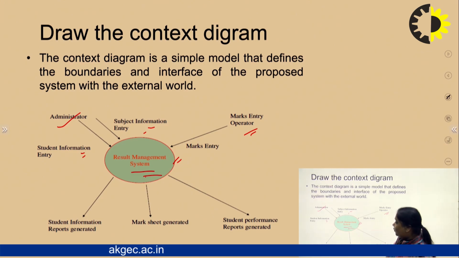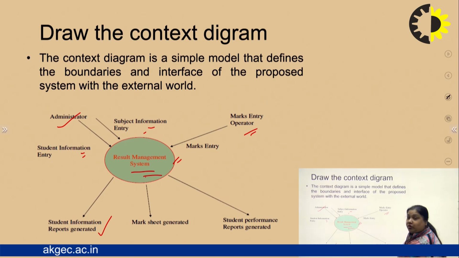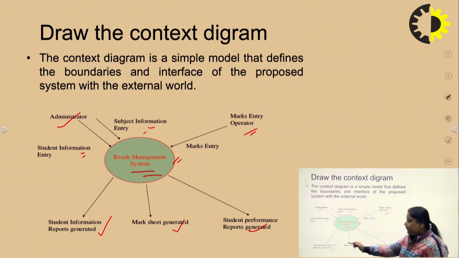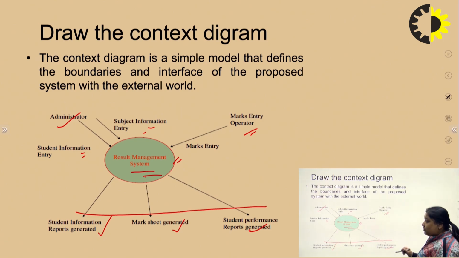And what students get: information reports generated, and then mark sheet generated. What is the outcome of that part, and the student performance reports generated. So that is the one part, the generation of reports. So that is the outcome of that result management system.